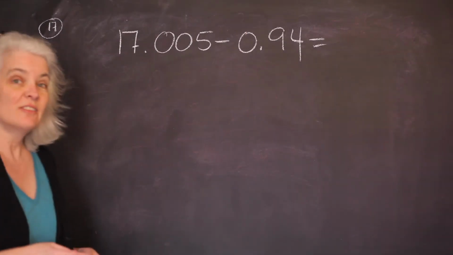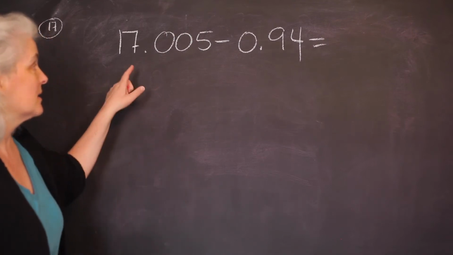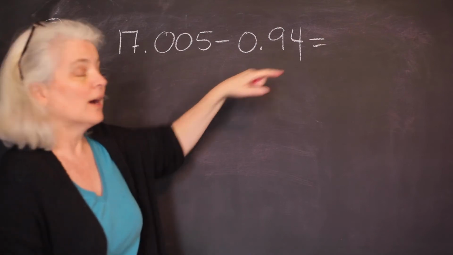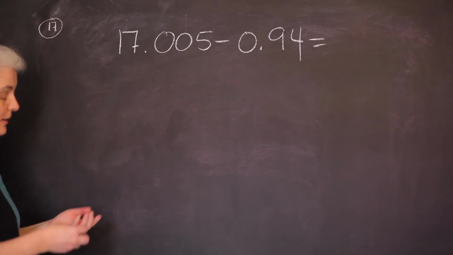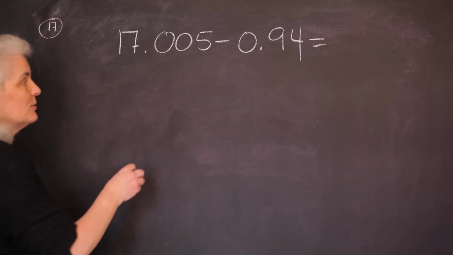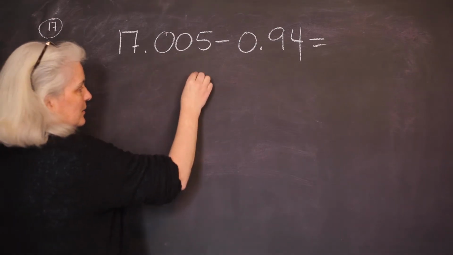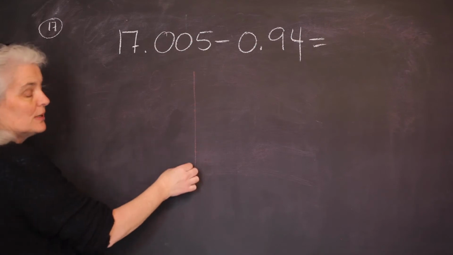This is problem number 17 on page 4 of the basic skills test, and I have 17 and 5 thousandths minus 94 hundredths. In order to do this problem, the first thing we want to do is rewrite it in vertical form and line up the decimal points. So we need to make sure that we line up the decimal points.